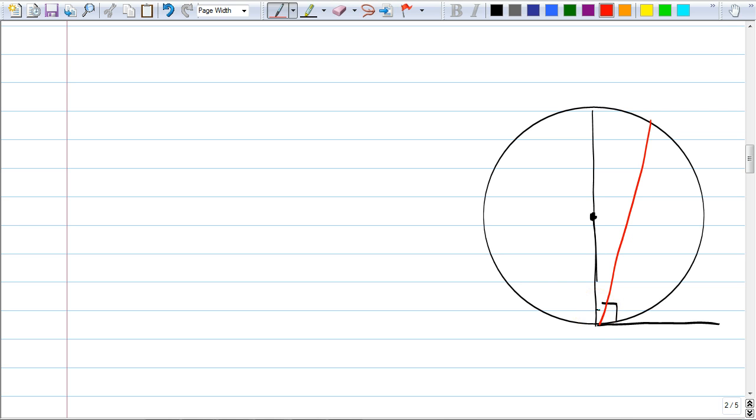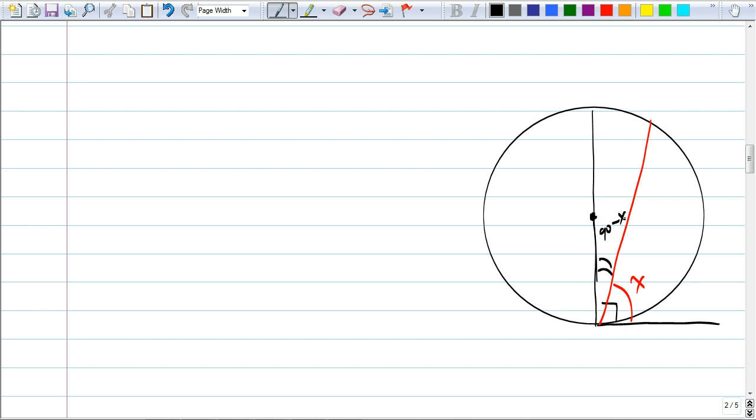Let me call this angle x degrees. Is that okay? The angle between the tangent and this chord is x degrees. Somebody tell me, what is the measure of this angle that's left over? Very good, that's easy. This is 90 minus x.